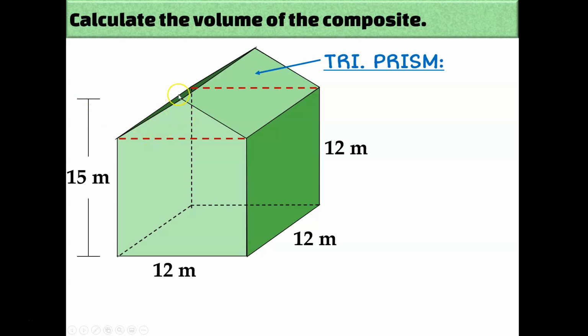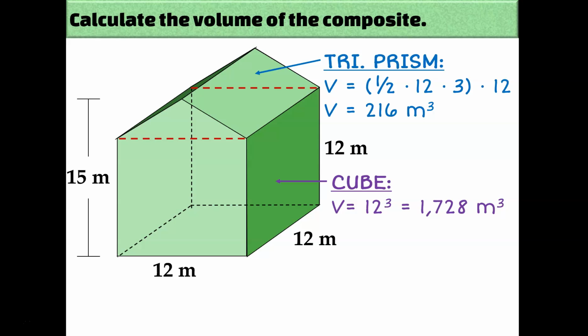I'm getting 3 from the fact that the entire composite solid has a height of 15, but I know that the cube accounts for 12 of that, so the leftover 3 must be the height of the triangle. So the triangular prism's volume would be equal to 1/2 times 12 times 3, that's the area of the triangular base, times 12. That's the height of the prism. And again, height does not have to be up and down. Height does not mean vertical. Height is the distance between the bases. So the volume of the triangular prism on the top of this composite would be 216 cubic meters.